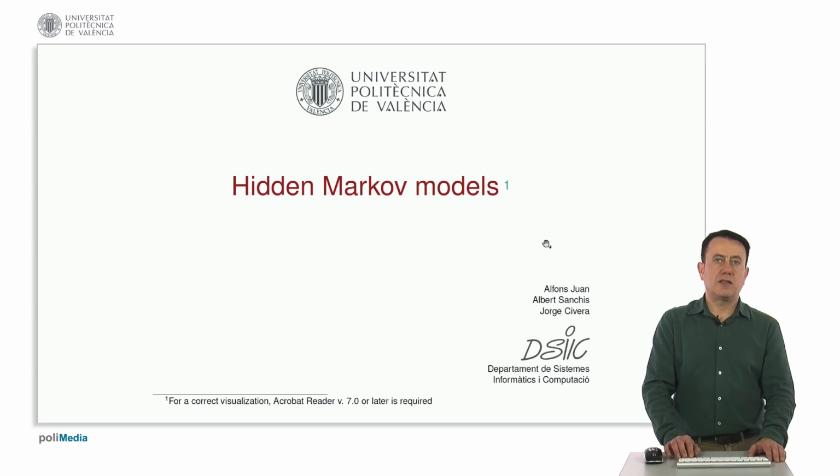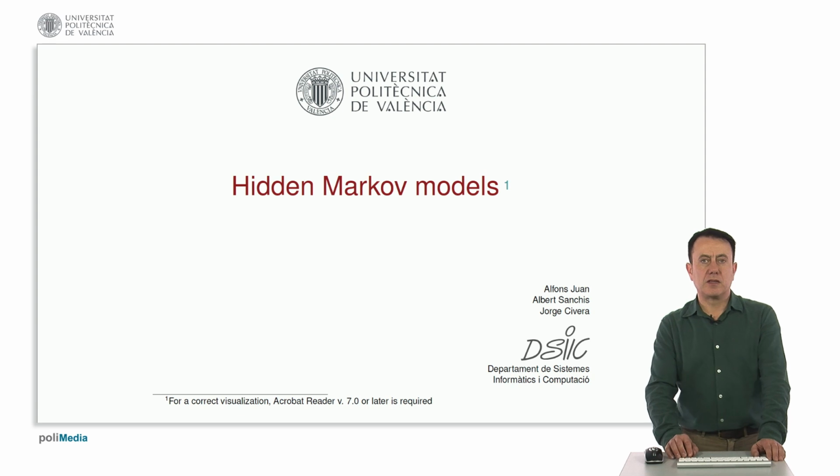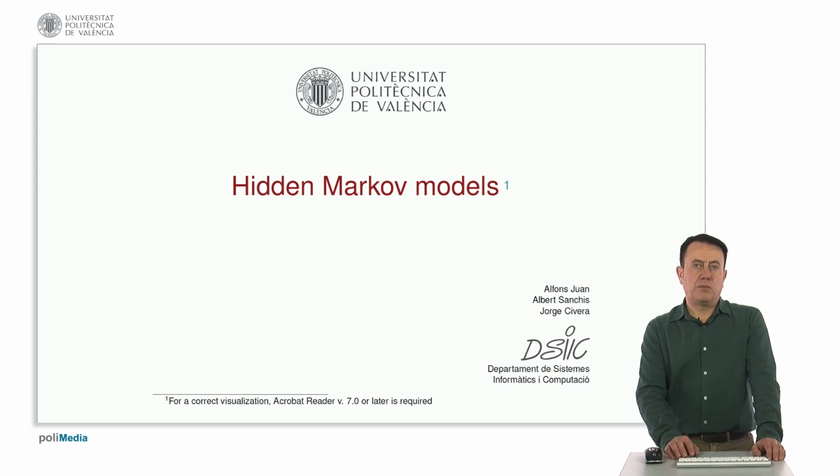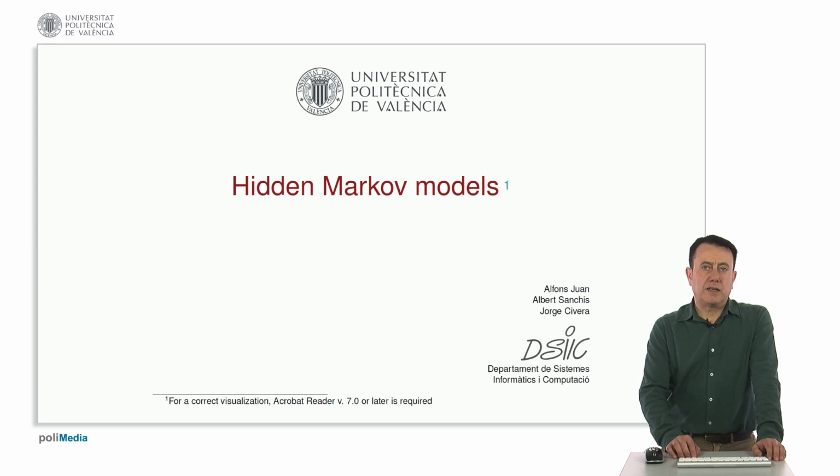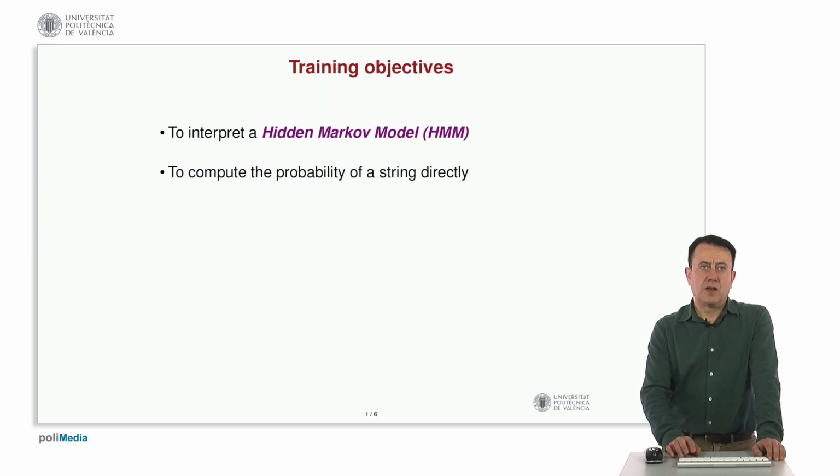The following presentation is entitled Hidden Markov Models. Hidden Markov models play a very important role in machine learning and artificial intelligence in general. The training objectives for this presentation are to interpret a hidden Markov model, HMM, and to compute the probability of a string directly.